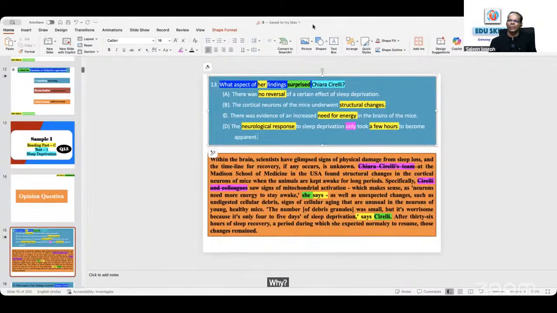Which option speaks about cause or effect? Option A. Option B. Also option A: cause or effect? Effect.